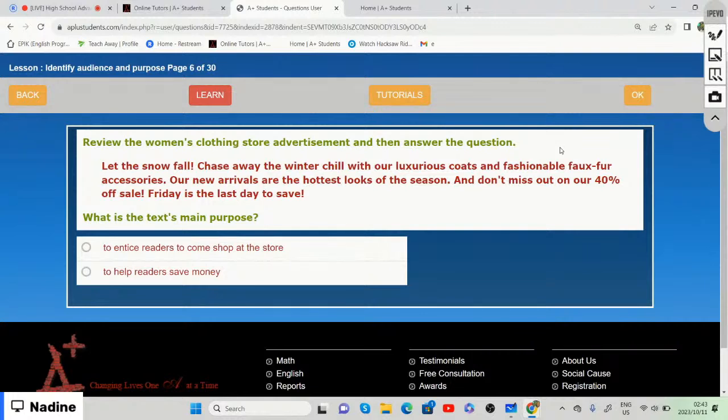So what is the text's main purpose? Is it to entice readers to come shop at the store or to help readers save money? So it's basically to entice readers to come and shop at the store because they are specifically describing the type of clothes, the coats, and the stuff that they have. All right.